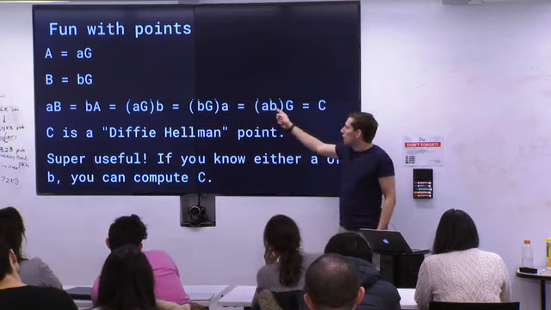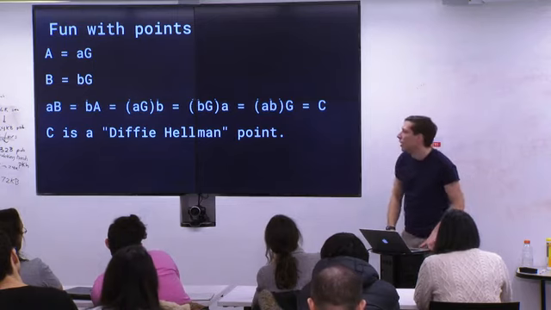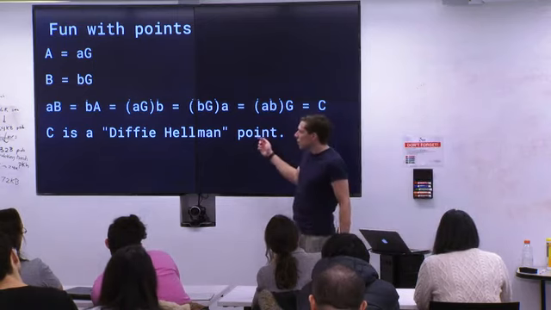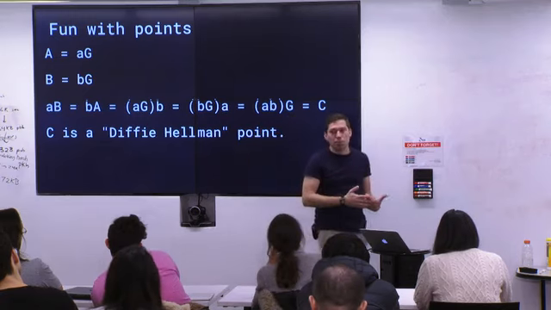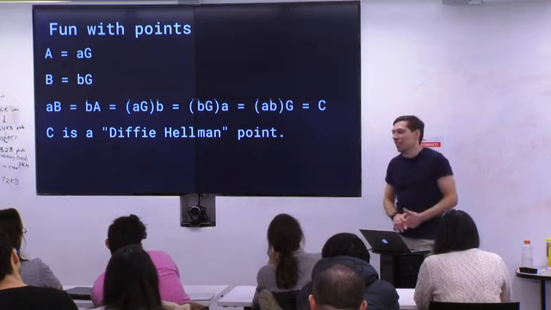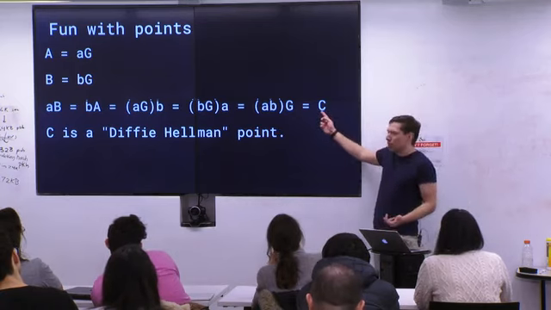C is called a Diffie-Hellman key exchange point. Diffie and Hellman are two late 70s PhD students who came up with all this cool stuff. No, wait. Diffie was a PhD student. Hellman was his advisor? I don't remember. Anyway, they came up with this idea, and this is a shared point. What would this be useful for? It's actually super useful. We can compute C. Why would we want to do that? Any applications you can think of?